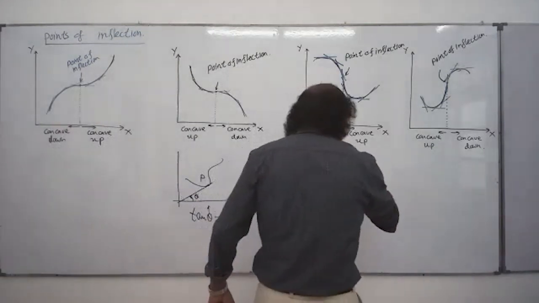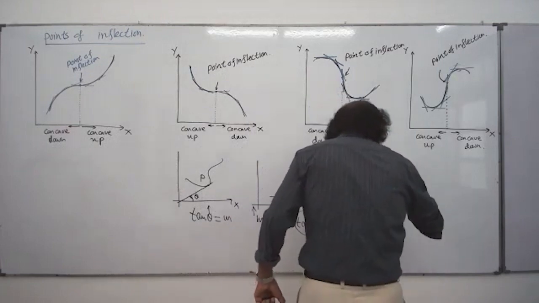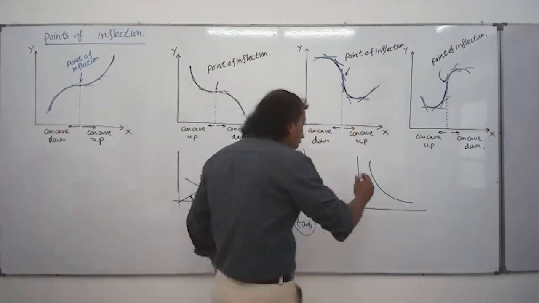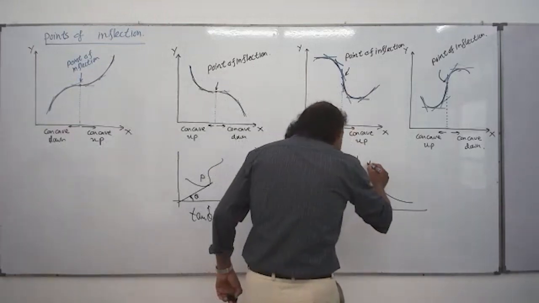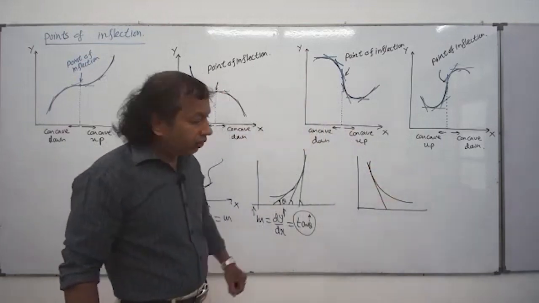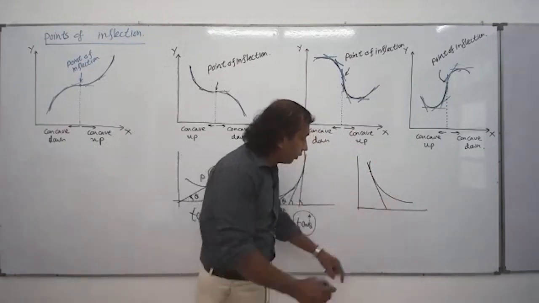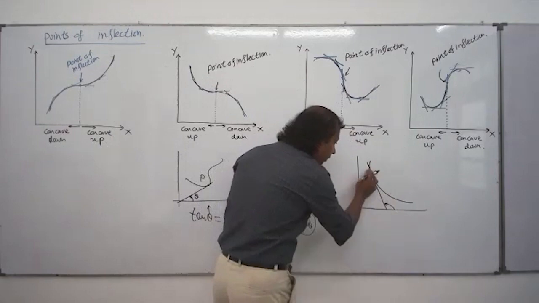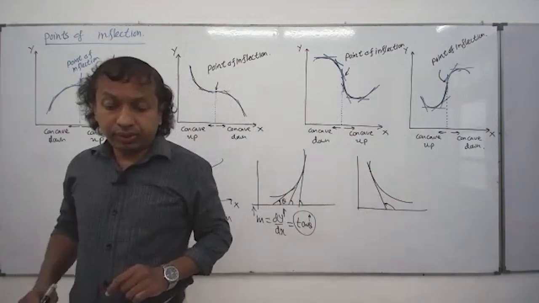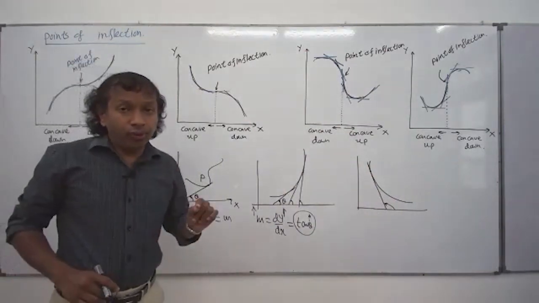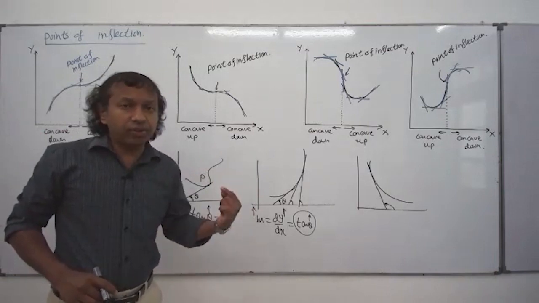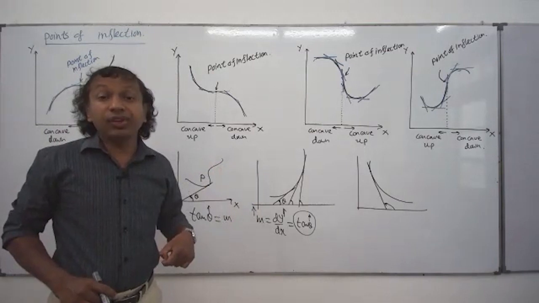Similarly, if the graph is like this, when we need to find the gradient at a point here, we have to construct a tangent there. On that occasion, you know, people, this is the angle we have to take to find the gradient of this. But you can see this time this angle is obtuse, more than 90. For an angle which is more than 90, the tan value is in the second quadrant. Second quadrant tan is negative. Therefore, the gradient is negative.